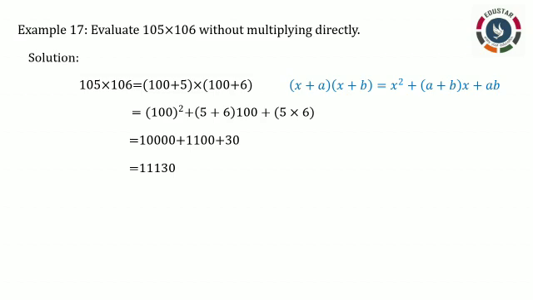You can also do the same sum by taking (110 minus 5) into (110 minus 4). Here, you will be using the identity (x minus a) into (x minus b), and you will get the same answer. So, whenever you are separating the number, check clearly that you are taking a multiple of 10. Why? Because your multiplication part will be easier. Now, let's move to the next sum.